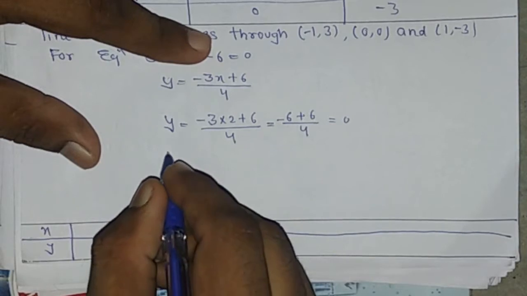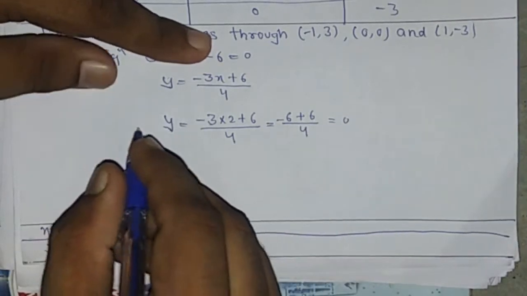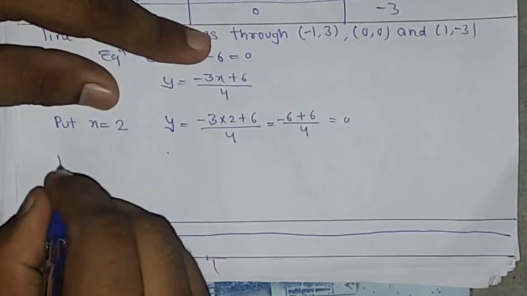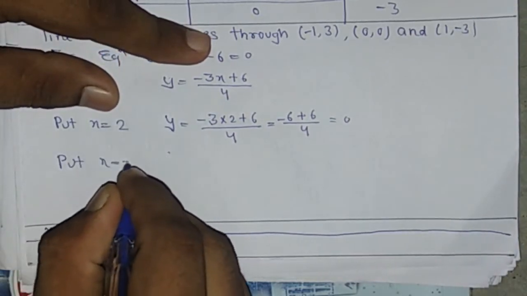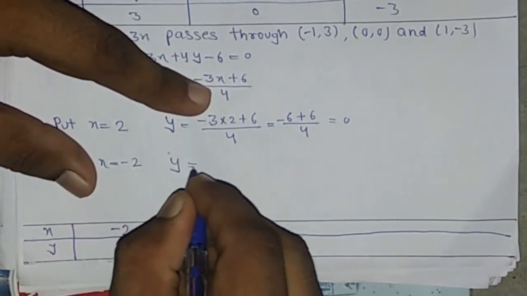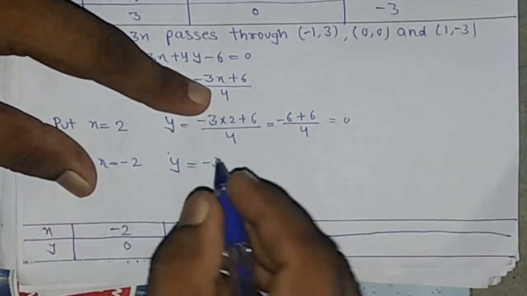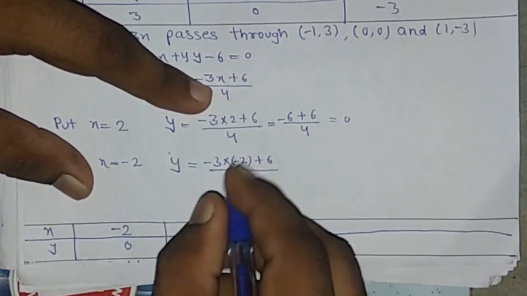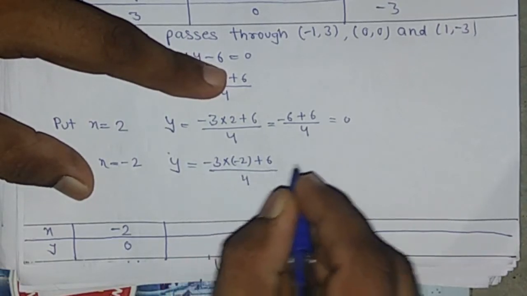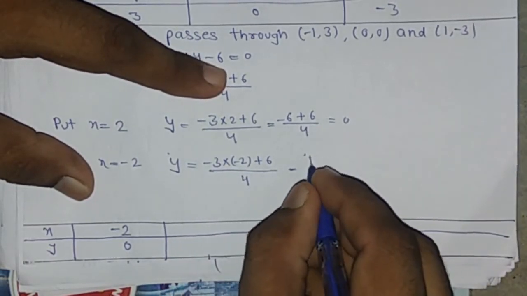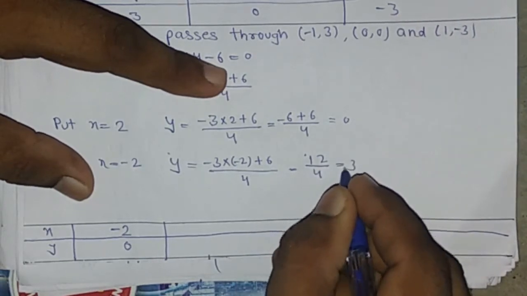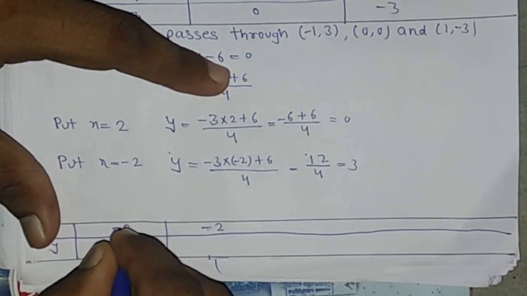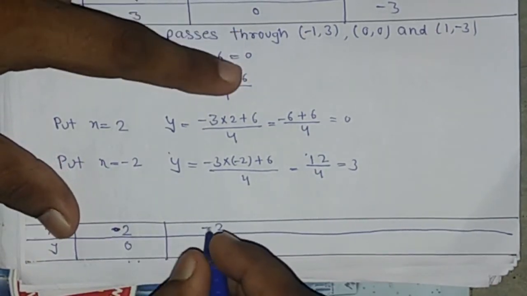x equal minus 2. We have y equal minus 3 into minus 2 plus 6, then 6 plus 6, 12 by 4, this is 3. When x equal 2, value of y is 0. When x equal minus 2, value of y is 3.